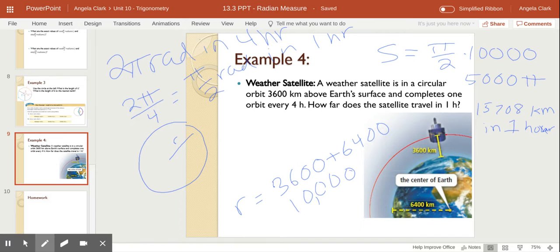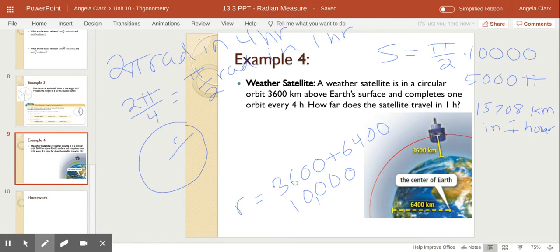Wow. Okay. All right. So one thing I want to talk about is what we did here. Basically, my thought process was, what do I need to divide 4 by to get 1? And then I divide the radians by the same thing. With 4 and 1, it was easy. But what if it was something like it takes 5 hours, and then how many does it take in 2 hours?